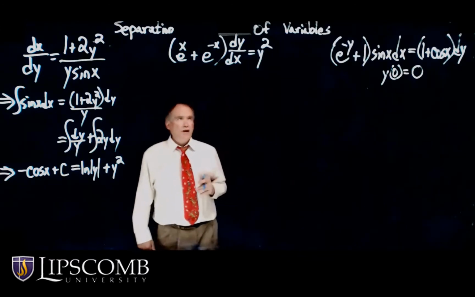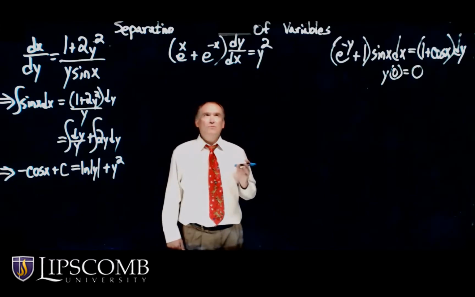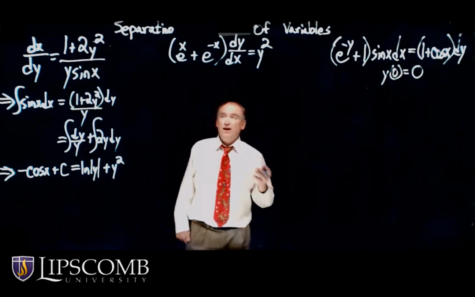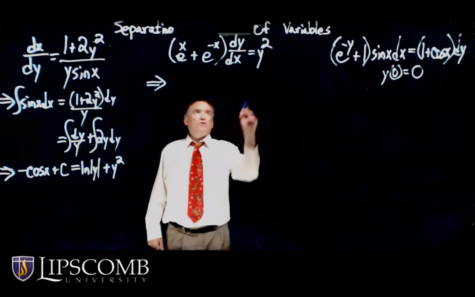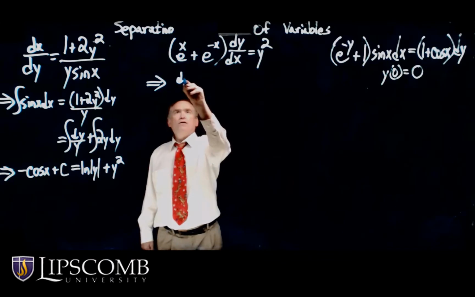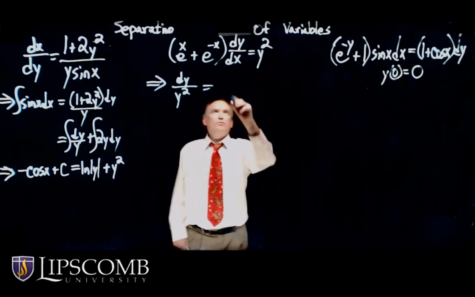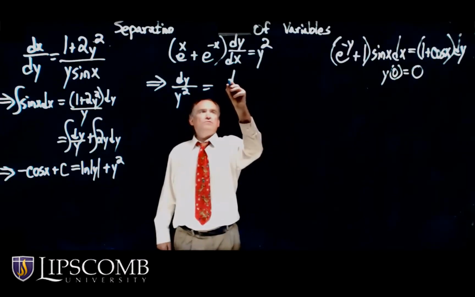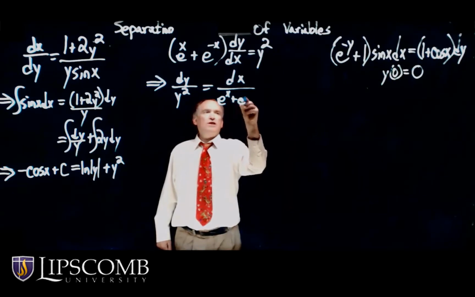Now let's look at our next example. (e to the x plus e to the minus x) dy/dx equal to y squared. This one's easy to see that I can separate the x's and y's. And so that's what I will do. So this becomes dy over y squared equal to, flip, so this becomes dx over e to the x plus e to the minus x.